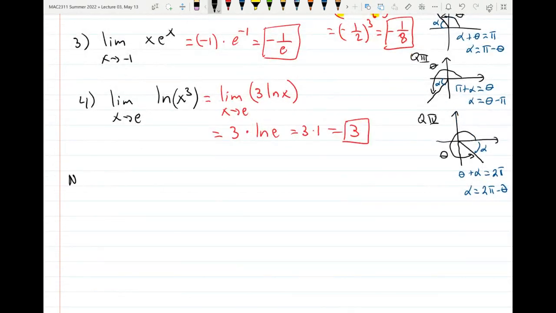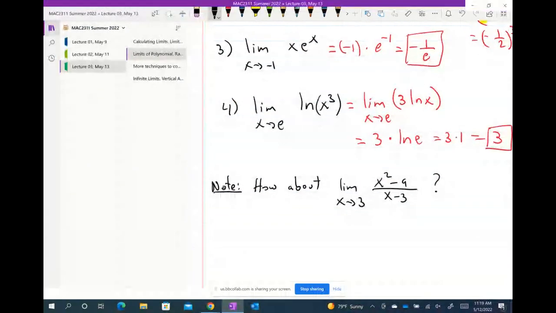So note, just remember the very first one that we did, x squared minus 9 over x minus 3. How about this one? Because this is a rational function. If you try to evaluate, then we're going to get 0 in the top and 0 in the bottom. So we cannot use the properties that we have discussed above. How do we answer this question? Okay, so let's talk about this.